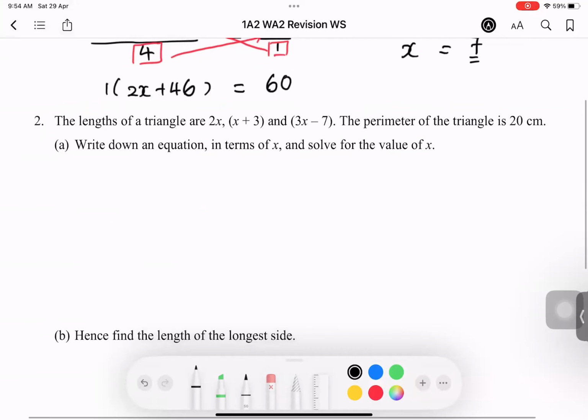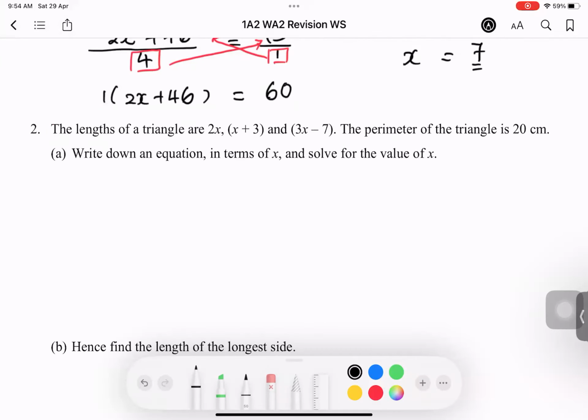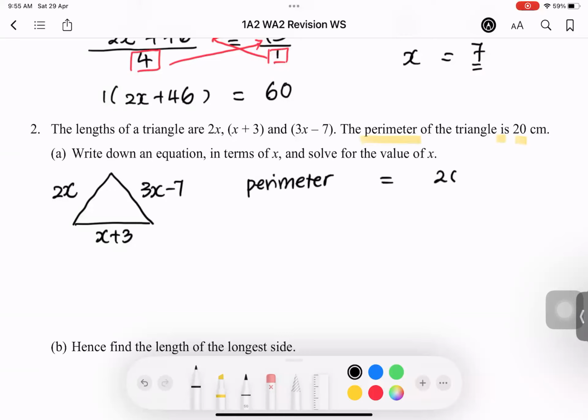Next one. The length of a triangle. Okay, I got a triangle. Let me draw out a triangle first. I have 2x, x plus 3, 3x minus 7. The perimeter is 20 cm. So I write perimeter is 20 cm. My question, how do I find the perimeter?